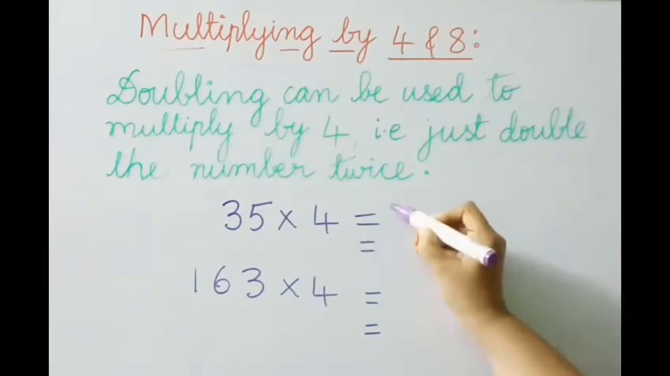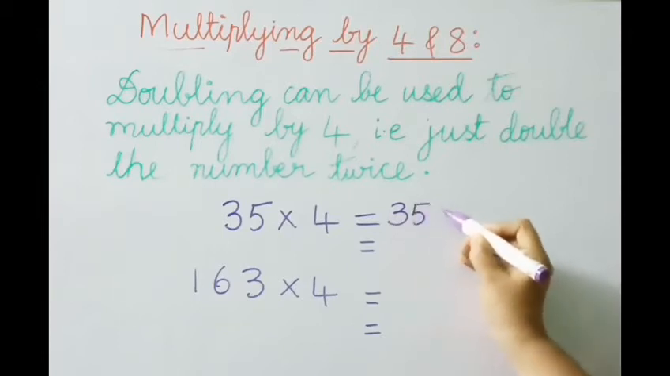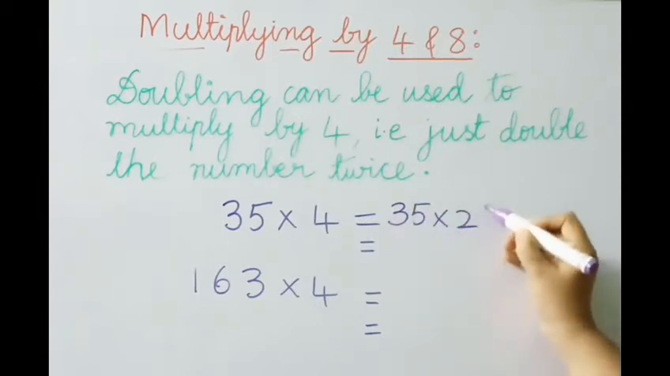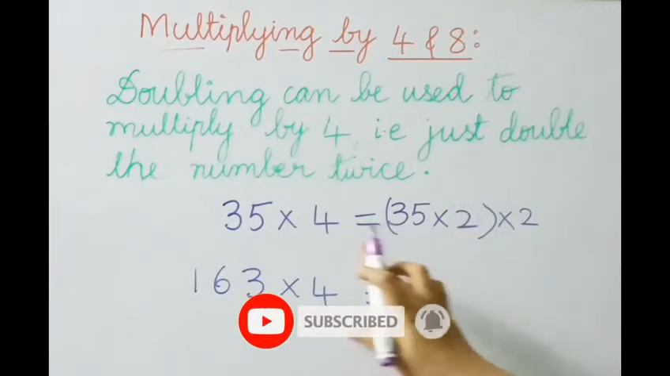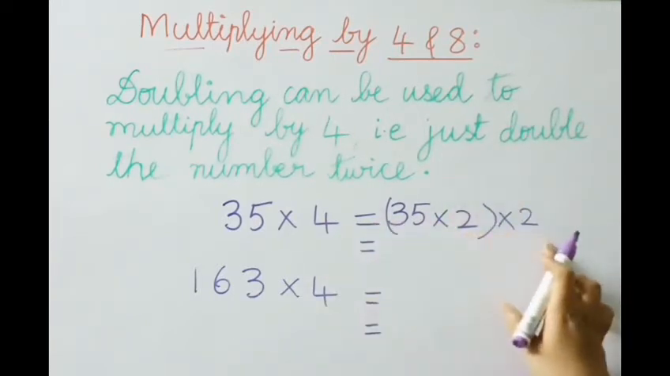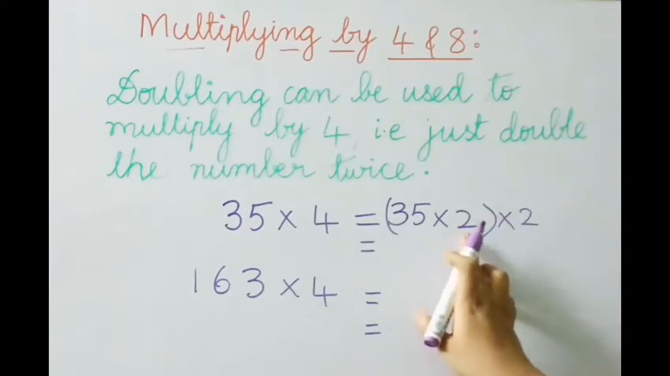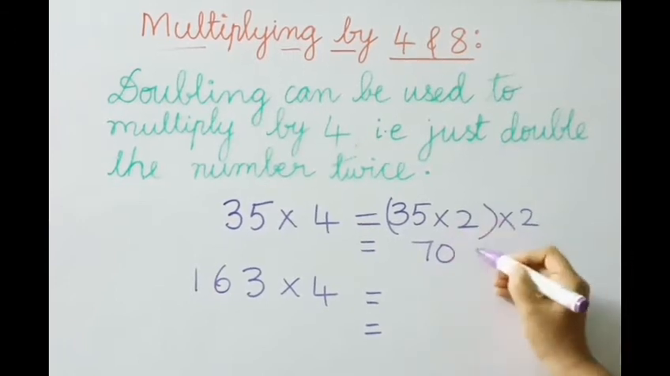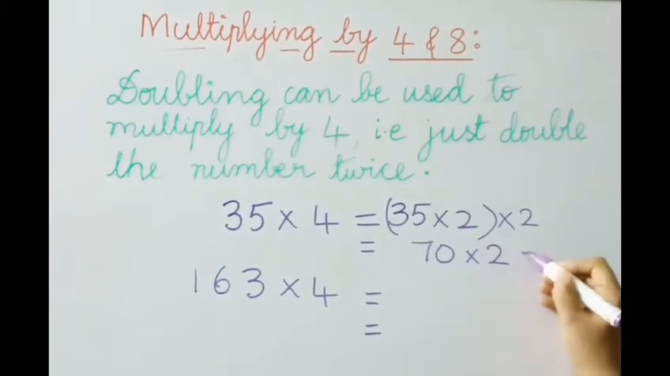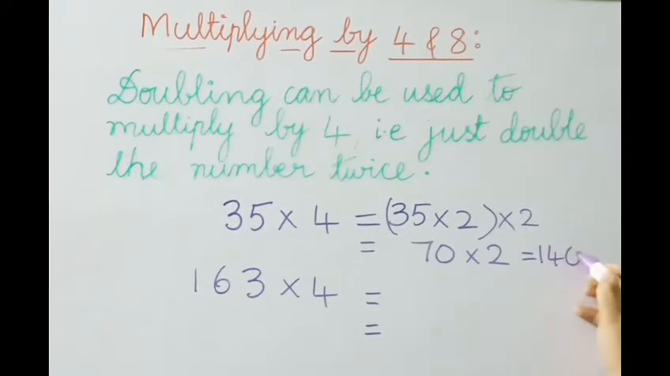What do we have to do? Double the number twice. So, 4 can be written as 2 into 2. So, first multiply by 2. 35 into 2, how much? 70. Now this value again multiply by 2. 70 doubled is 140, the answer.